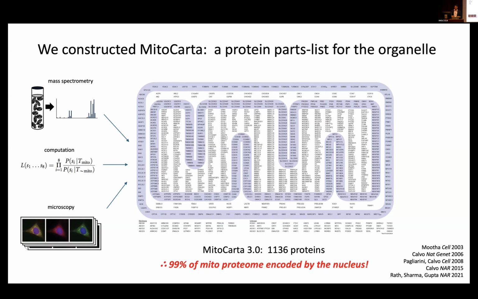We've combined protein mass spectrometry, very simple machine learning algorithms, as well as large-scale epitope tagging studies to construct a parts list for this organelle. And we're up to MitoCarta 3.0 now, an inventory of about 1,100 proteins made by the nuclear genome that comprise the organelle. We now have pathway annotations and suborganelle localization. It's freely available. And the cool thing is that 99% of this organelle is encoded by the nuclear genome.